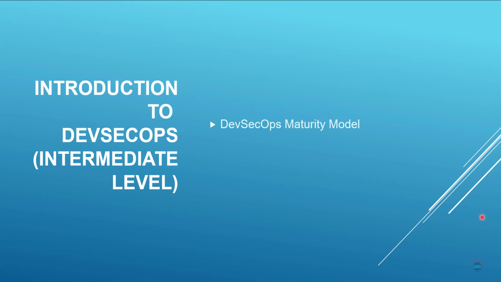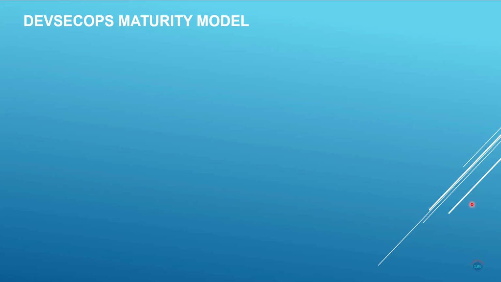In layman terms, you can compare it with CMM level of an organization. The way an organization improves its processes, it moves from CMM level 1 to CMM level 2 up till CMM level 5. Similarly, DevSecOps maturity model assigns you stage 1, stage 2 till stage 5 based on the maturity of your processes. So let's jump into the action.